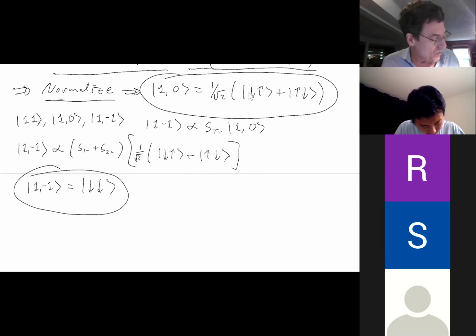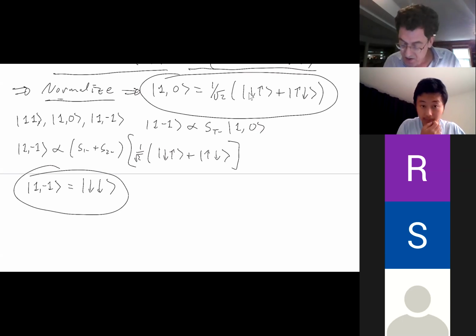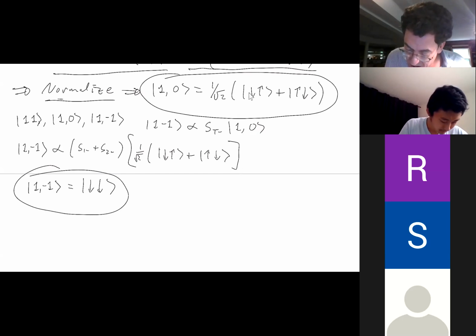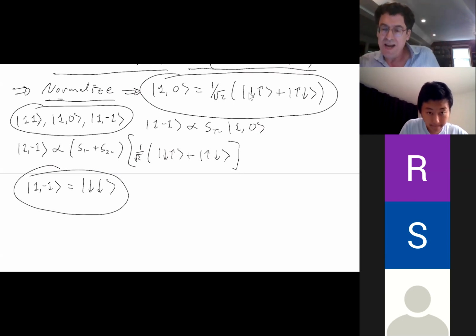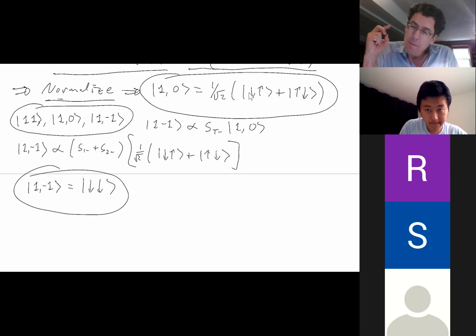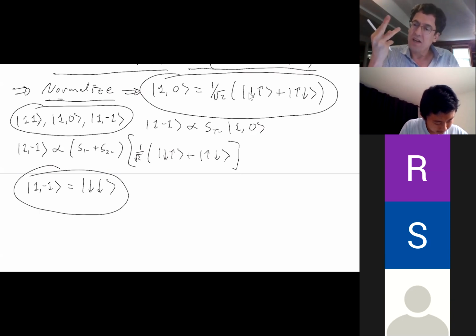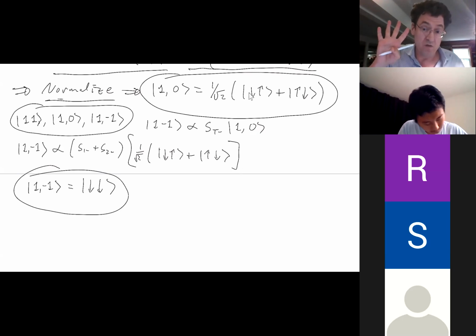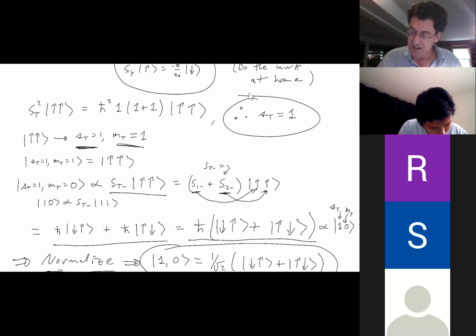Okay, so now what we have then is these 3 vectors. We have 1, 1, 1, 0, and 1 minus 1. But the thing is that's only 3. And when we had 2 spin 1/2 electrons, we noticed that there were 4 states, and so we're missing 1.